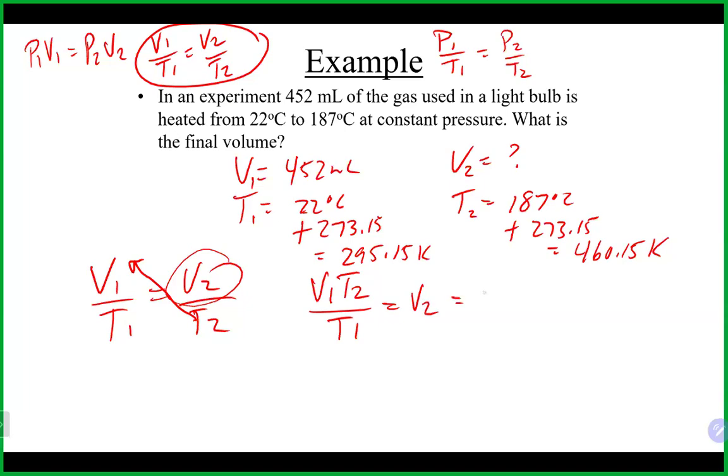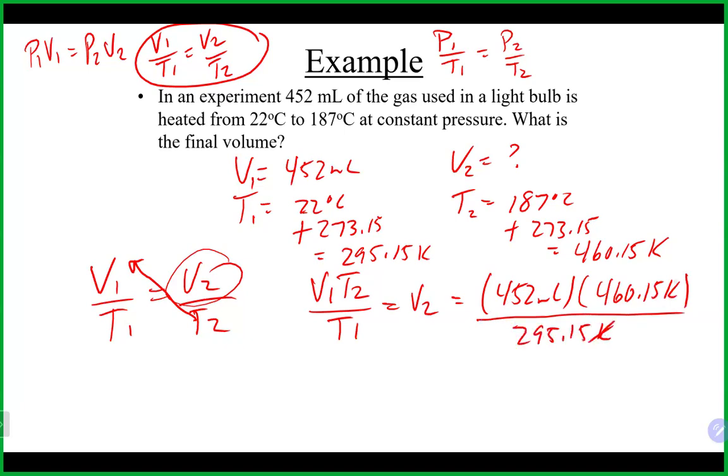Putting in our numbers in the correct locations, 452 milliliters times 460.15 Kelvin divided by 295.15 Kelvin. Kelvin's going to cancel. That's going to leave us units of milliliters when it's all said and done. 452 times 460 divided by 295.15 looks like 705 here. Milliliters in this case.